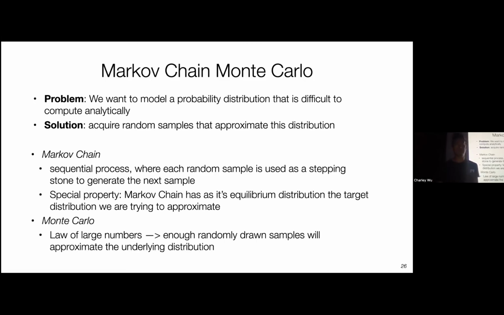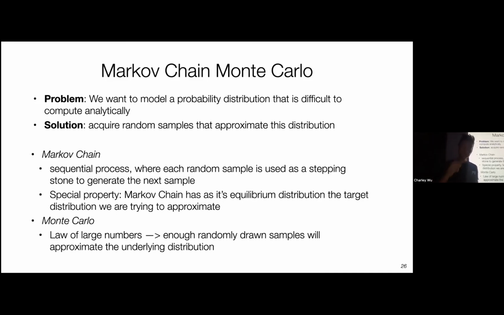Markov chain is the first part of the model of MCMC. The first MC in MCMC is Markov chains, which are sequential processes where each random sample is used as a stepping stone to generate the next sample. There's a special property of the Markov chains that we use in MCMC sampling, which is that it has as its equilibrium distribution the target distribution we're trying to approximate. So in its equilibrium, this Markov chain is going to look like the posterior distribution that we want to approximate. It takes some samples to get there, but assuming you have enough samples, it's going to look like the target distribution we're trying to estimate.